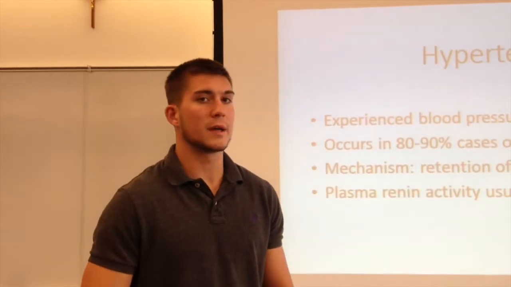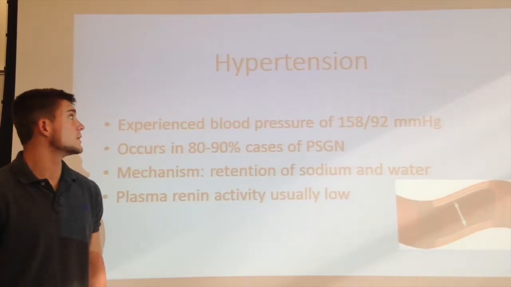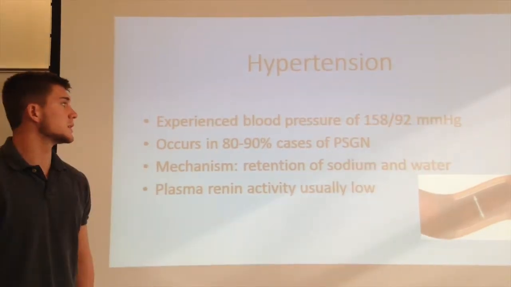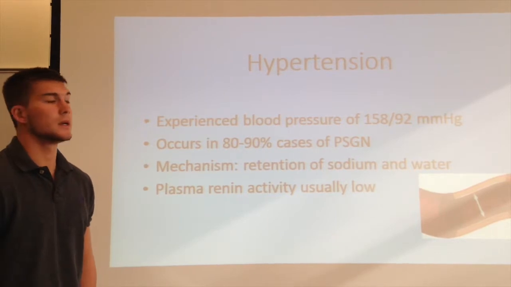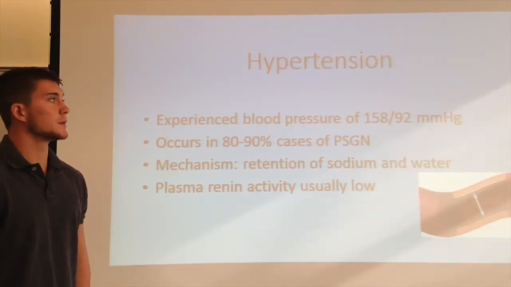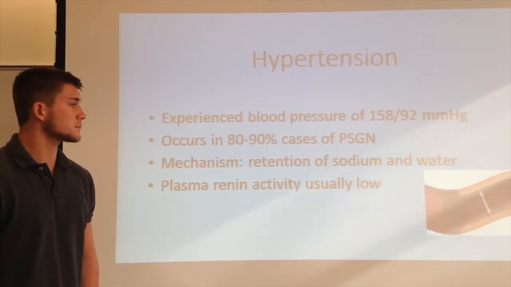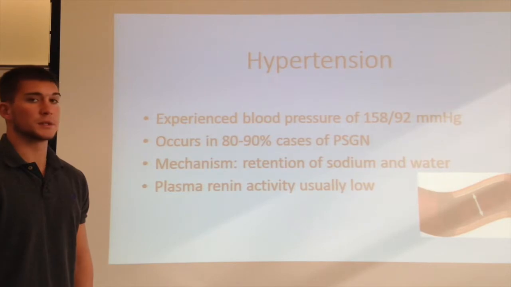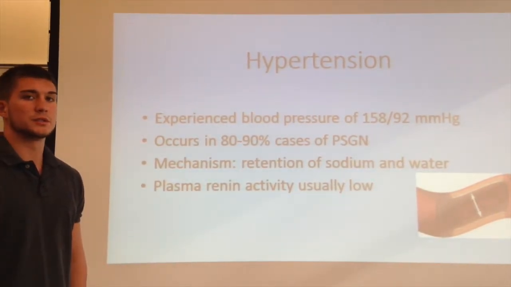This is a more in-depth explanation of some of the signs and symptoms and the mechanisms of them. Hypertension, that was the first symptom the patient experienced. The patient experienced a blood pressure of 158/92 millimeters of mercury. Hypertension occurs in 80 to 90% of the cases of PSGN. The mechanism of hypertension in PSGN is retention of sodium and water, and plasma renin activity is usually low.